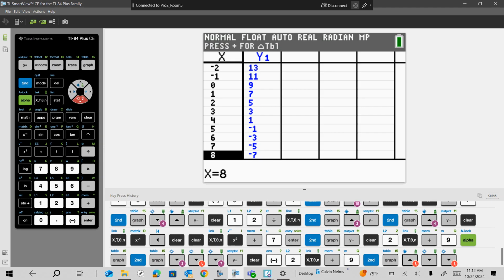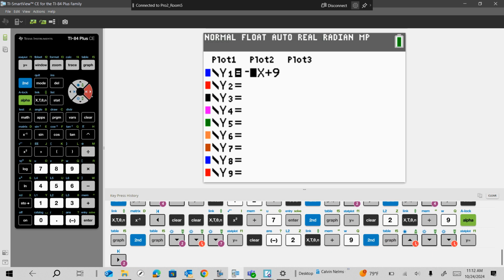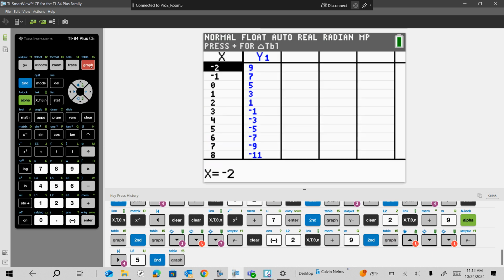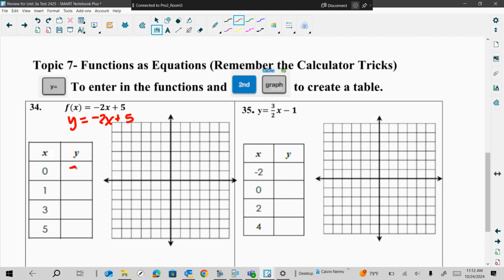Hold on, I didn't type the equation in right. It was plus 5, not plus 9. Sorry, I did get it. Negative 1, okay, so 3, negative 1, negative 5. So 5 here, right? Then this is 3, negative 1, negative 5.